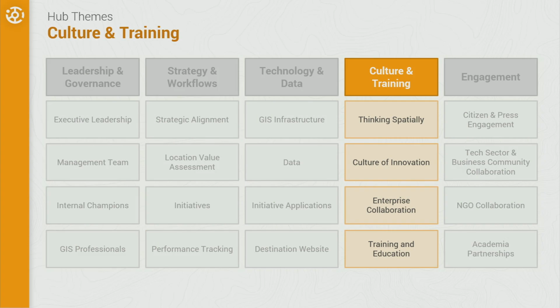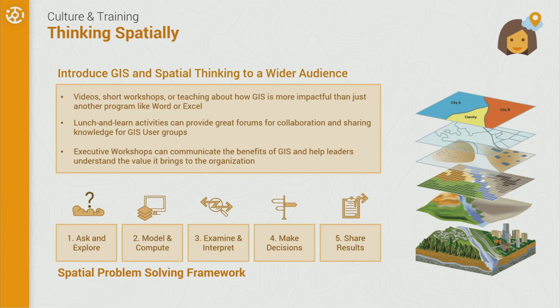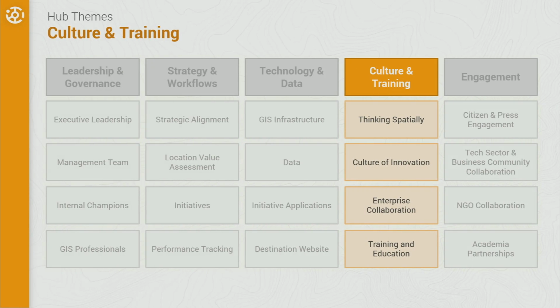You can match it to your own branding very well. I know we're running a little short on time here, so I'm going to get through the culture and training section. If there's anything that I missed, feel free to jump around afterwards and we can talk about it. But the main elements of culture and training are thinking spatially, cultivating a culture of innovation, cultivating your enterprise collaboration, and then training and education.